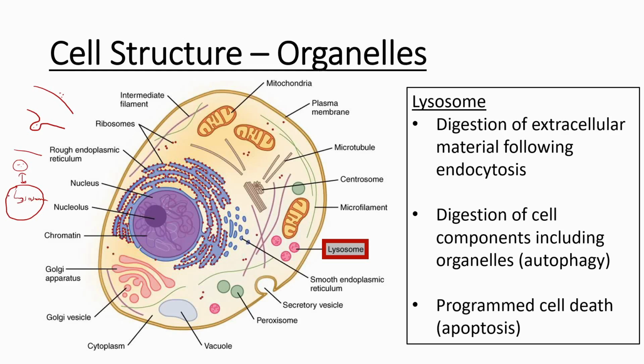We can also have digestion of cell components, including organelles that have been damaged. In this way, the lysosome will just focus on those organelles and destroy them by digesting them, and then it will recycle those materials, and they'll be used to make new organelles. Another important factor, which is important in destroying cells that are damaged beyond repair, is apoptosis or programmed cell death. Here, the lysosome is involved in destruction of the whole cell.